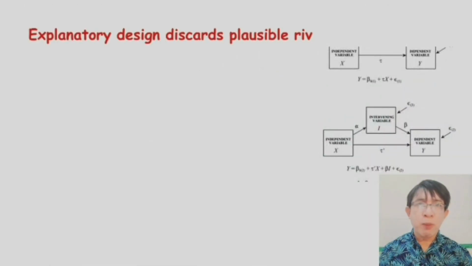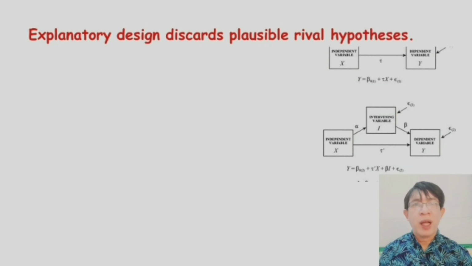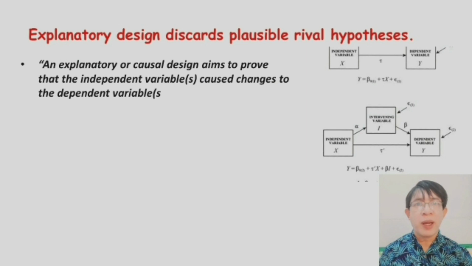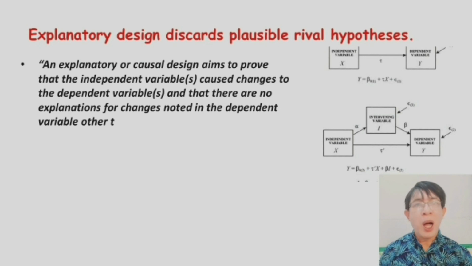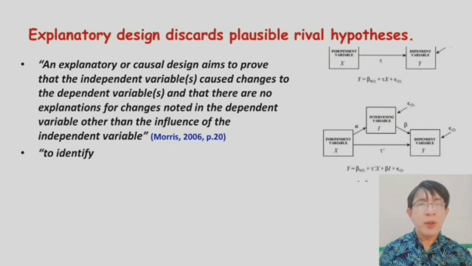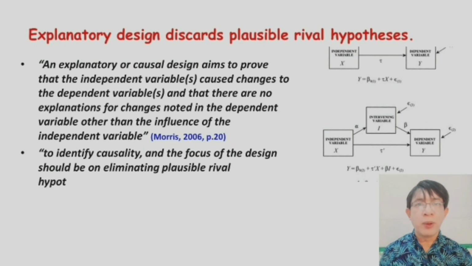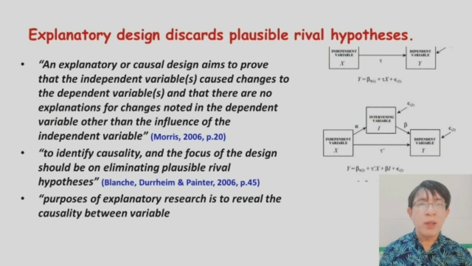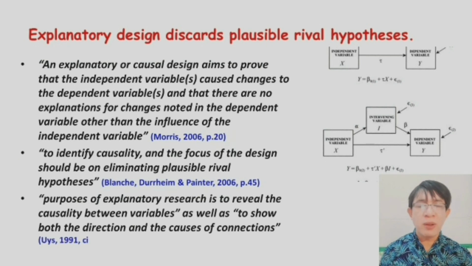Explanatory design discards plausible rival hypotheses. An explanatory or causal design aims to prove that the independent variable causes changes to the dependent variable and that there are no explanations for changes noted in the dependent variable other than the influence of the independent variable. It aims to identify causality, and the focus of the design should be on eliminating plausible rival hypotheses. The purpose of explanatory research is to reveal the causality between variables, as well as to show both the direction and the causes of connections.